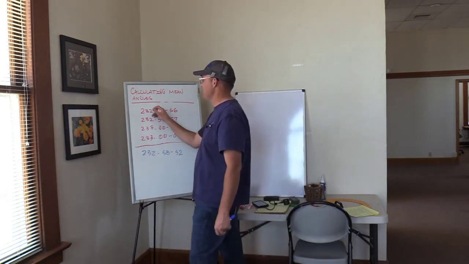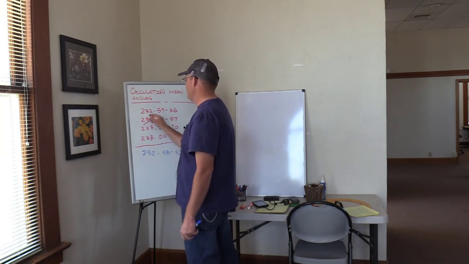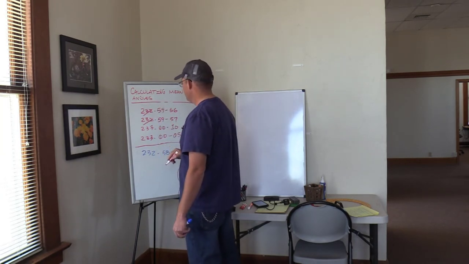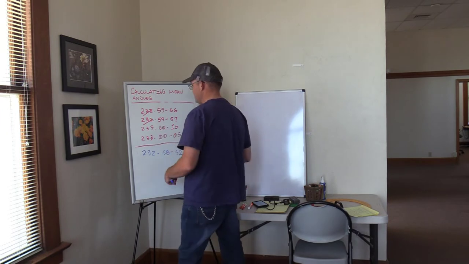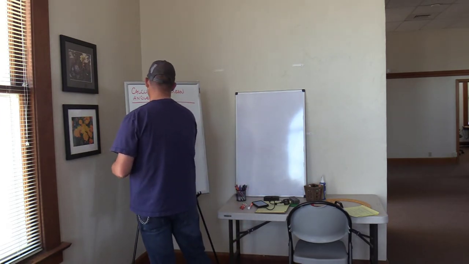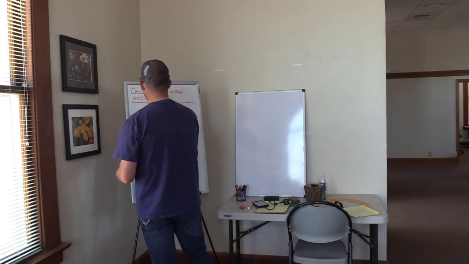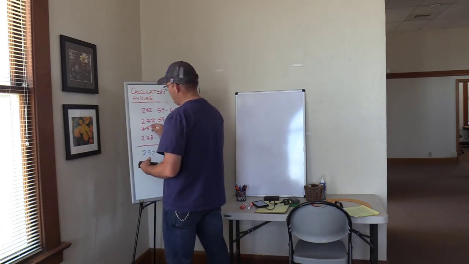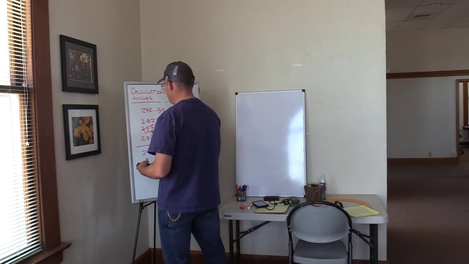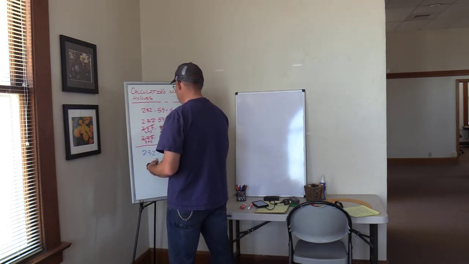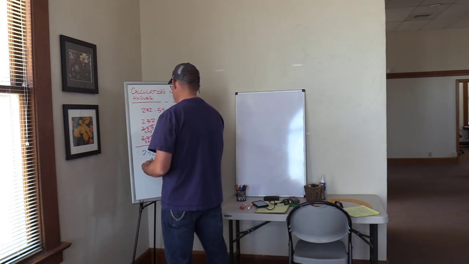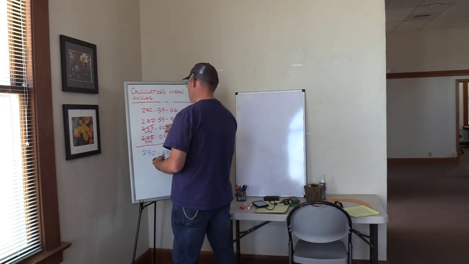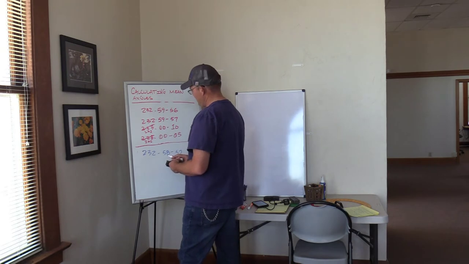You do the same thing here. You cross these out, and you cross these out, make them 232. And then you can carry that down. So that gives you an extra, did I do that right? Let me think about this for a minute.